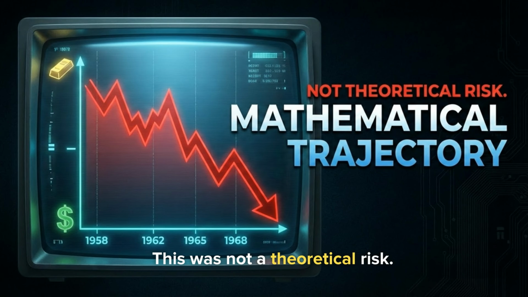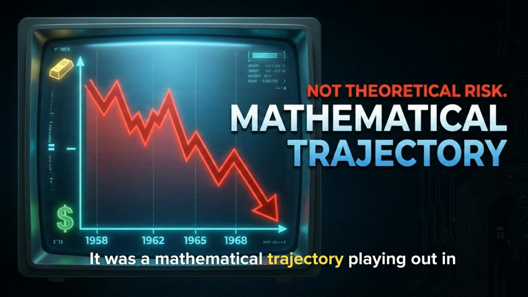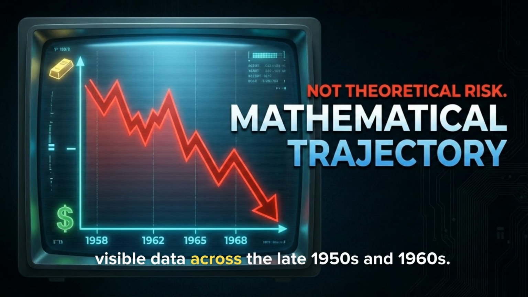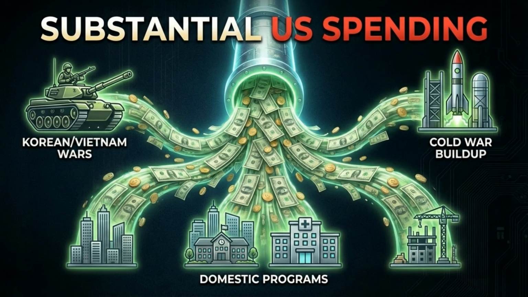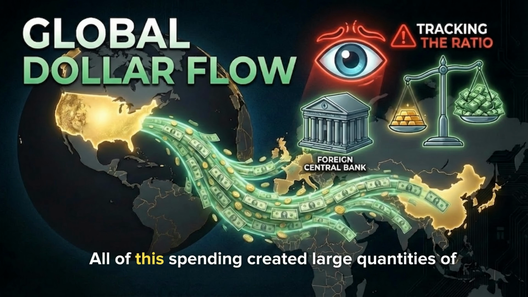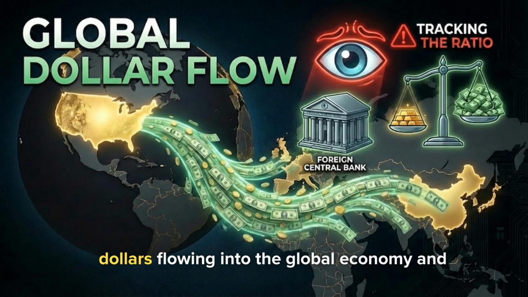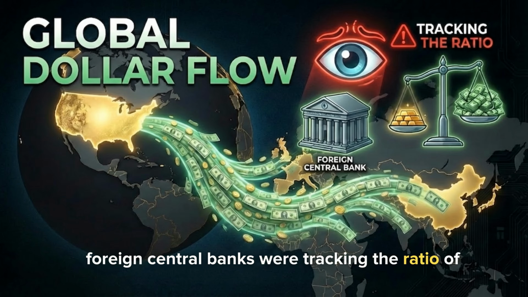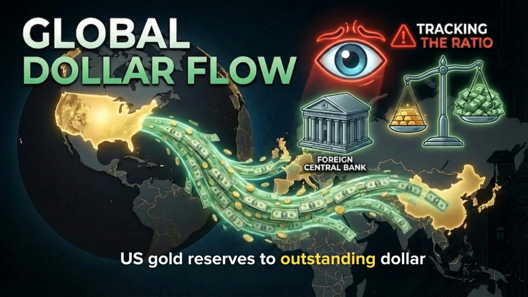This was not a theoretical risk. It was a mathematical trajectory playing out in visible data across the late 1950s and 1960s. US government spending commitments during this period were substantial. The Korean War, the Vietnam War, the Cold War military buildup, and domestic social programs all required significant expenditure. All of this spending created large quantities of dollars flowing into the global economy, and foreign central banks were tracking the ratio of US gold reserves to outstanding dollar obligations with increasing concern.